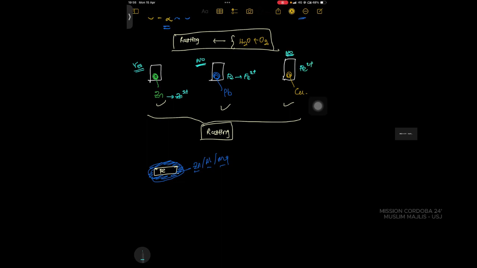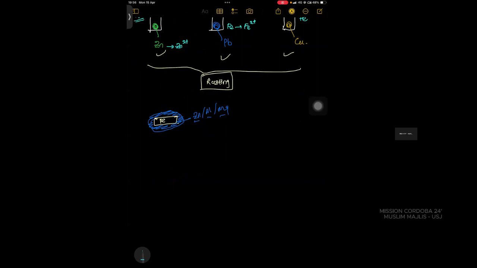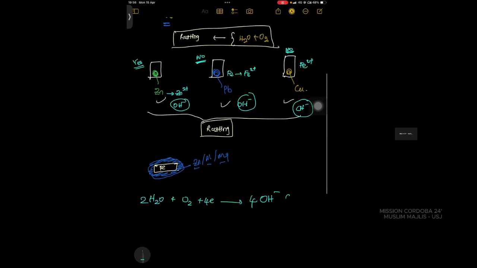So if someone undergoes oxidation, the partner should undergo reduction. So in corrosion, what is the cathodic reaction? Water will react with oxygen to give you OH minus, right? If you need to balance this, 4, 2, and 4. So in all the situations, you will get OH minus formed. Here also OH minus, here also OH minus, here also OH minus. Okay, because this is a common cathode. Because the cathode is not changing for everyone. Only the anode will change.